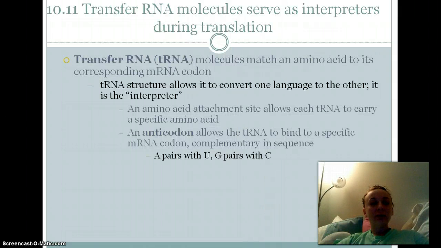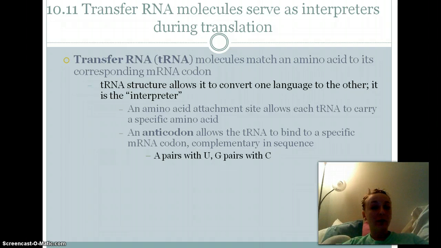So 10.11, transfer RNA molecules. This is the first time we've talked about tRNA. This is a really important thing when we talk about translation. These molecules match an amino acid to its corresponding mRNA codon. So tRNA is kind of like the interpreter. Remember how we talked about when we translate, we're going from one language to another language. We're taking those nucleotides and we're translating them to amino acids. Well, tRNA is that interpreter. It's what changes that language from one to another.